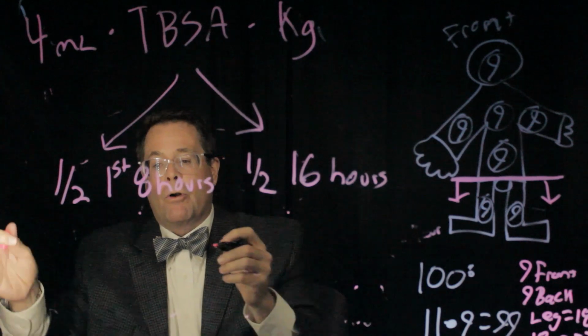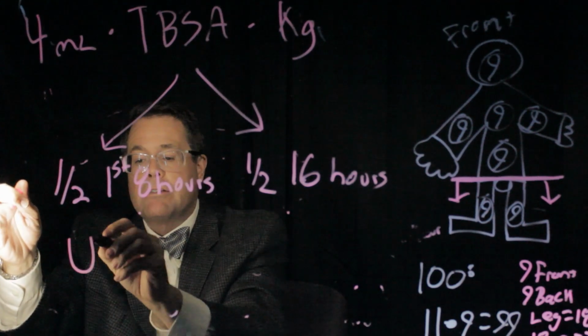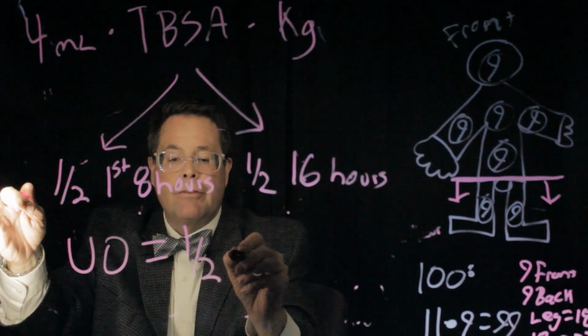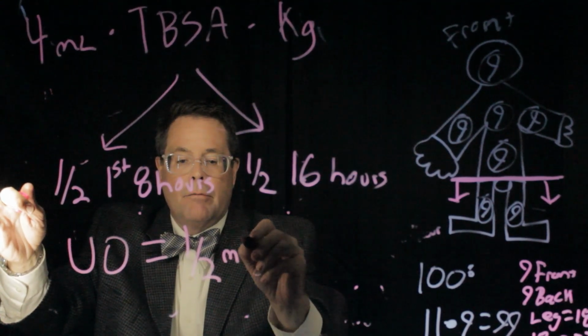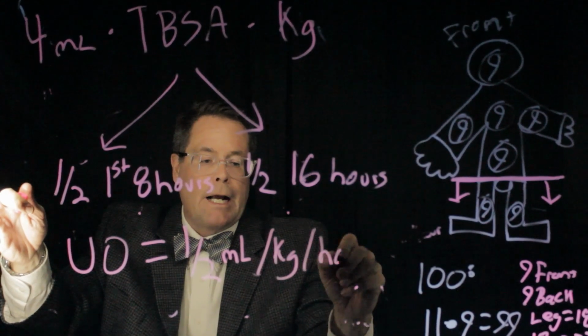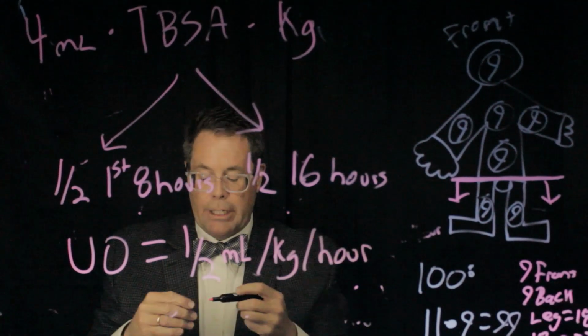But remember, we're going to want to watch our urine output real closely. So our urine output with these burn patients, we're going to want it to be 1/2 milliliter per kilogram per hour, and that's going to be a good way that we can tell if we have the patient adequately hydrated.